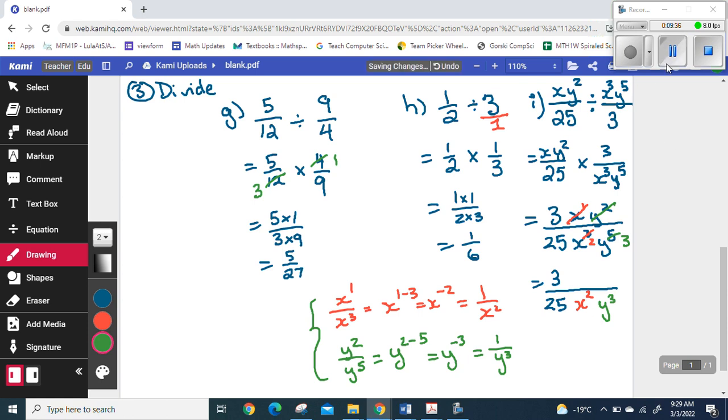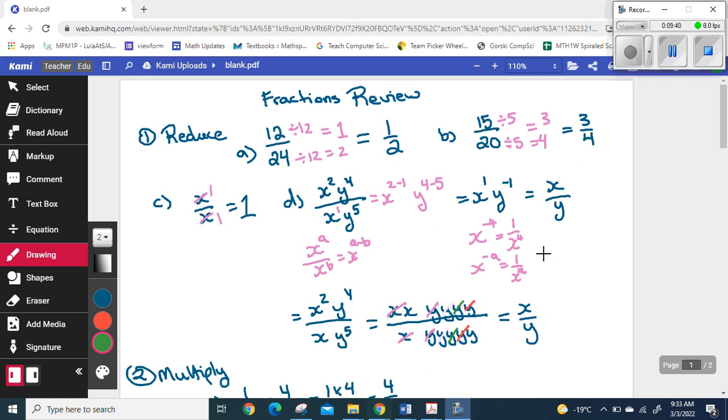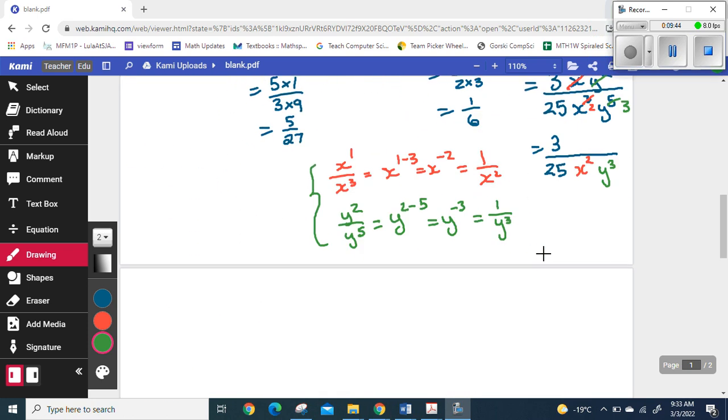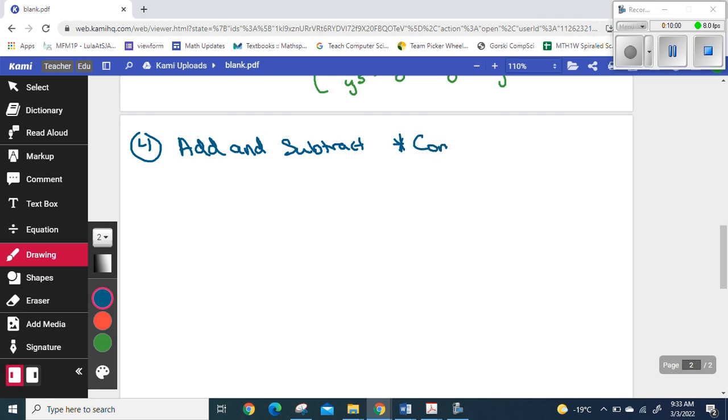Sound good? Okay, good. So what did we do? We did reducing, multiplying, and dividing. Now let's do some adding and subtracting. Adding and subtracting is where we need the common denominator.